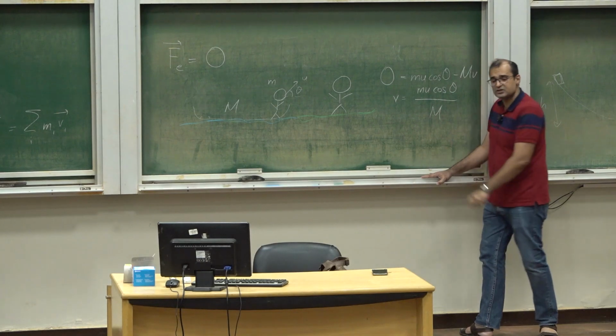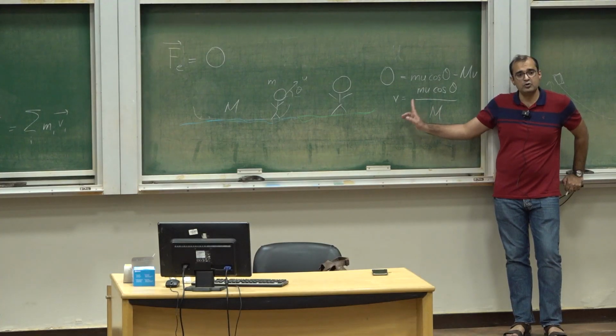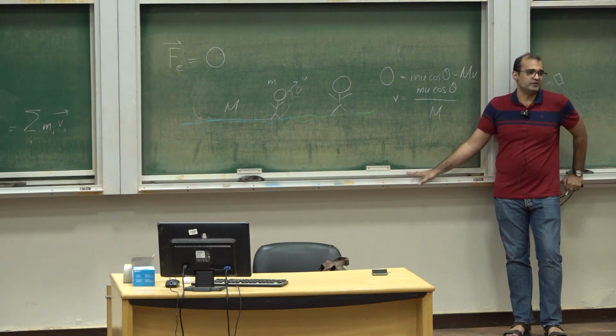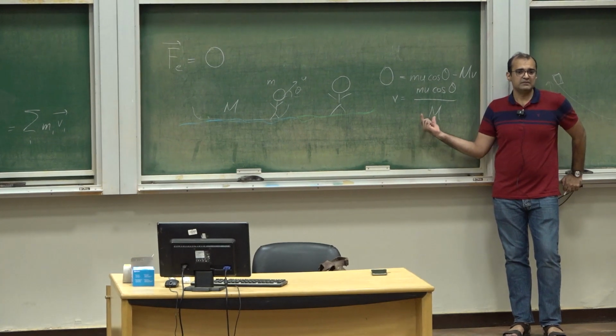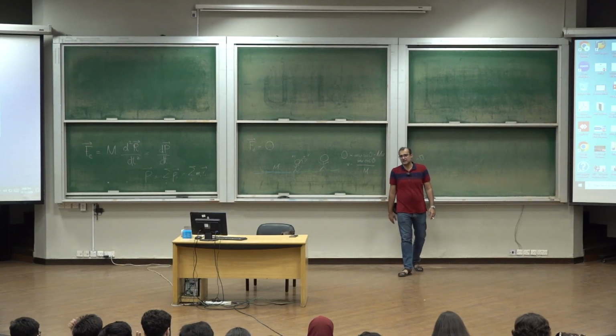Again, make sure that your answer makes sense. The faster that Majnu jumps, the more the recoil speed of the boat. The heavier the boat, the smaller the recoil speed of the boat. Again, that makes sense. Okay?